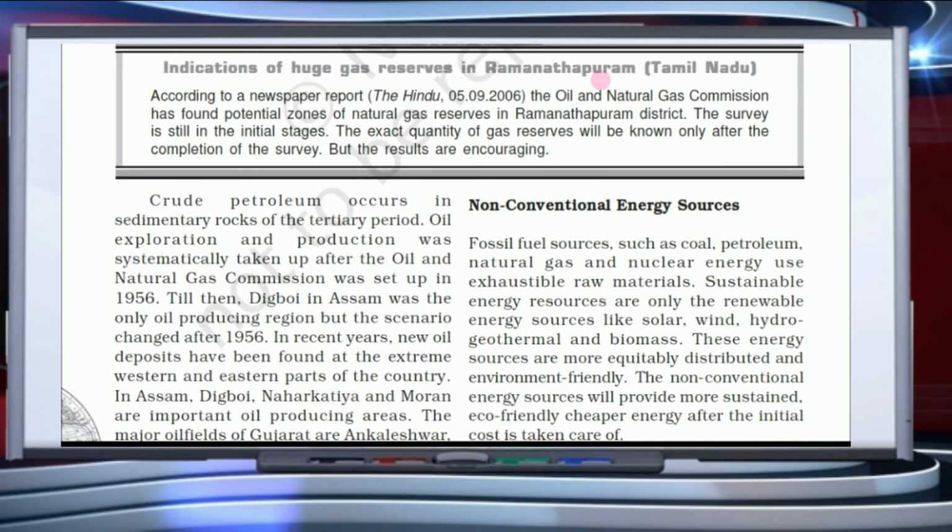As per one news article, it was found that in Ramanathapuram, also in Tamil Nadu, a lot of natural gas and petroleum is available. So all these which we have read till now, that is coal, petroleum, natural gas, were all conventional sources of energy. Conventional sources means which have been in use since a long time, but they are going to end one day. That's why efforts are being made that some sources of energy should be put in use which we can repeatedly use. Such sources of energy are called non-conventional sources of energy.